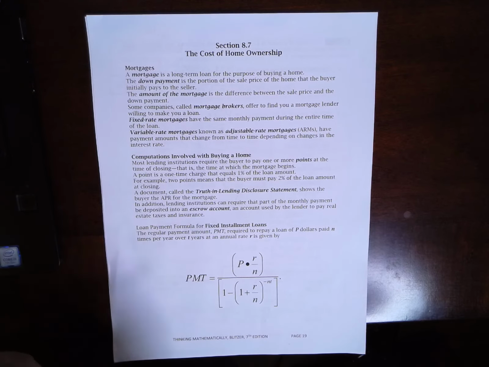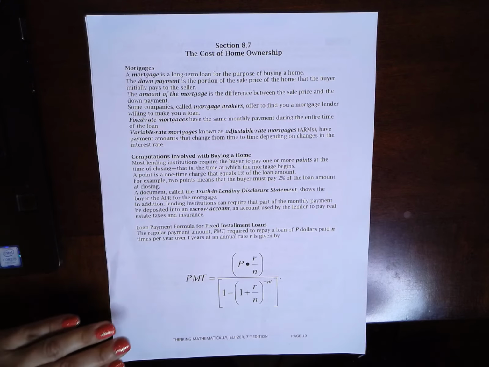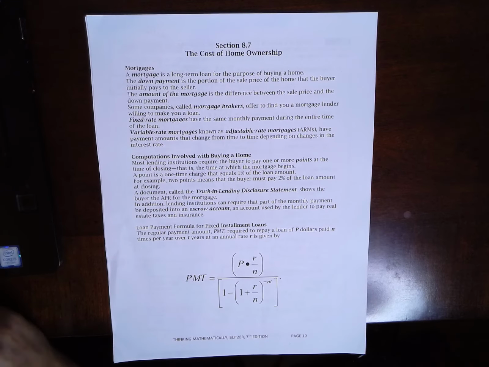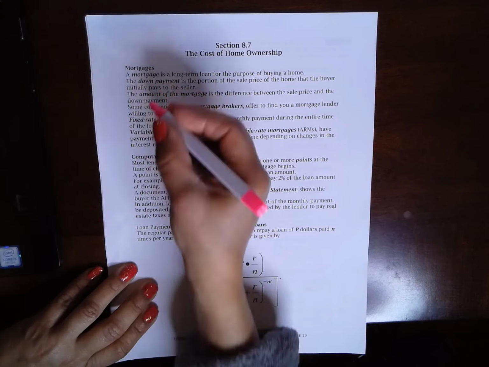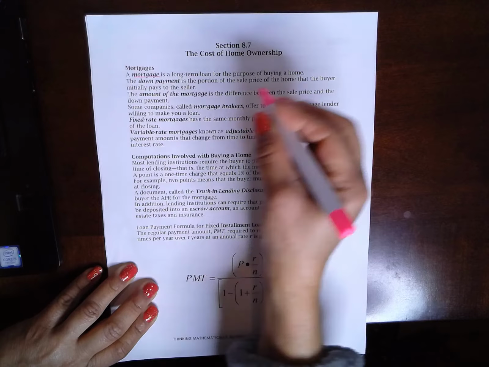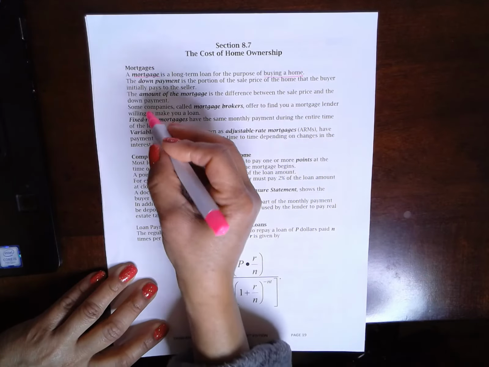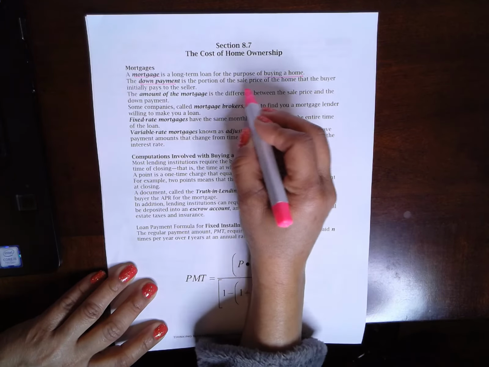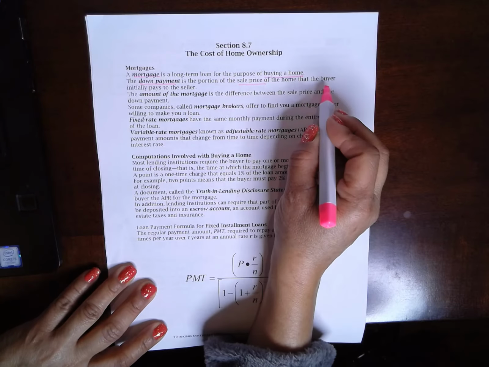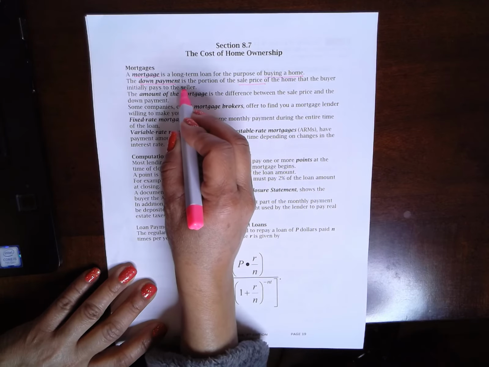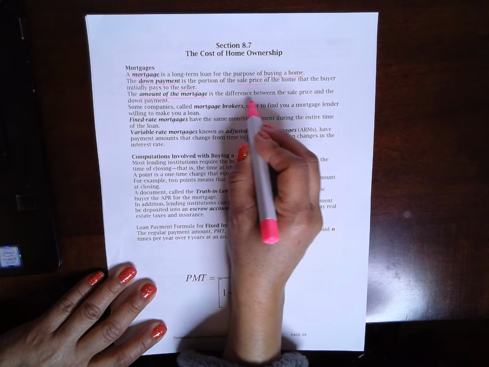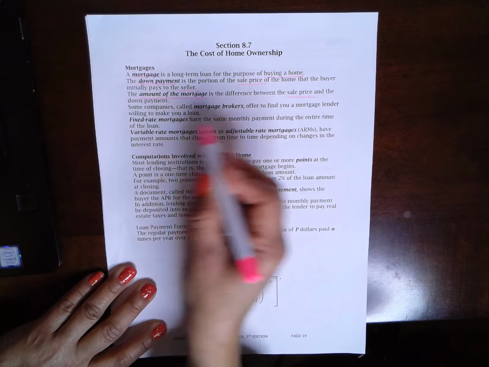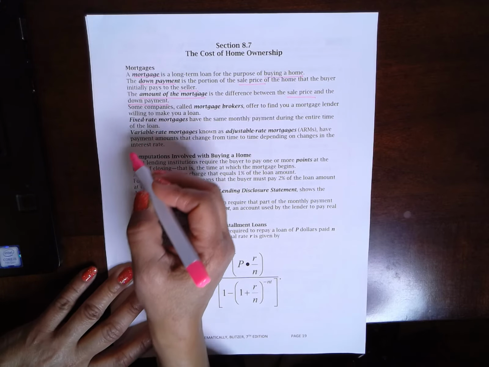Hello everyone, we're going to go over section 8.7 and the topic is the cost of home ownership. A mortgage is a long-term loan for the purpose of buying a home. The down payment is the portion of the sale price of the home that the buyer initially pays to the seller. The amount of the mortgage is the difference between the sale price and the down payment.